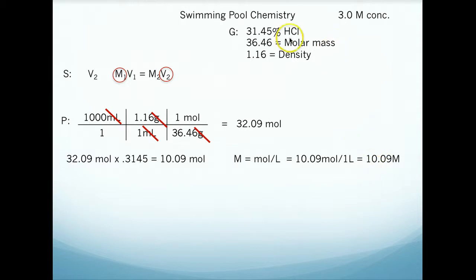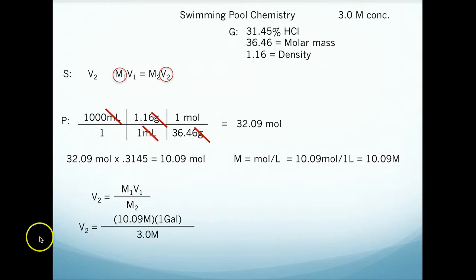All right, so we're starting with a 10 molar solution. Now we know our M1. So this is very simple now. We're just going to solve for our V2. So V2 is equal to M1 V1 over M2. Now we're going to substitute in what we know. It's a 10 molar solution. We have 1 gallon of this, and we need to make it a 3 molar solution. So when we do the math here, we see that we're going to have a final volume of 3.36 gallons.